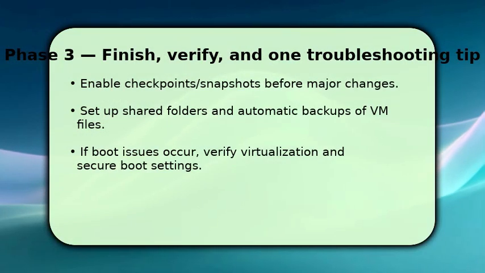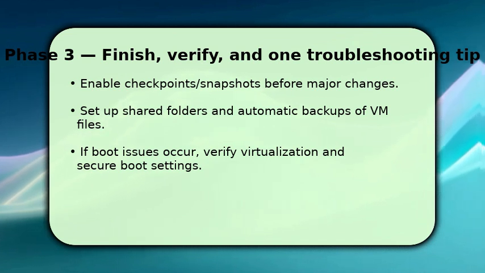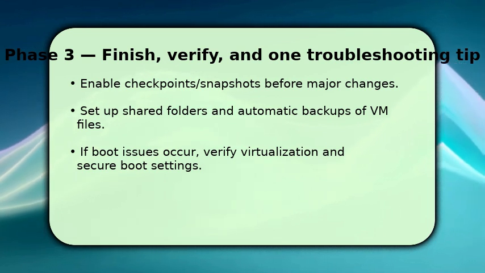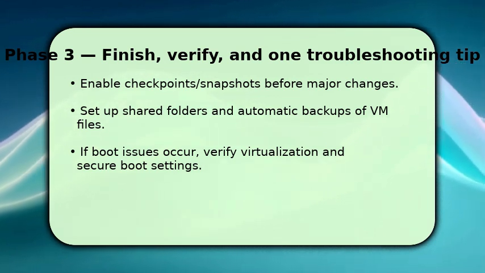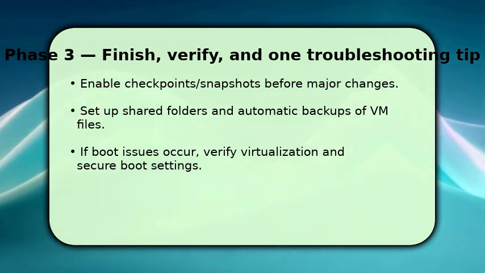You finish by installing updates, activating Windows, and creating a snapshot. Snapshots let you revert if something breaks. Once done, set up shared folders and automated backups for the VM image to protect your work. Make sure to optimize power and update settings so the VM resumes reliably.